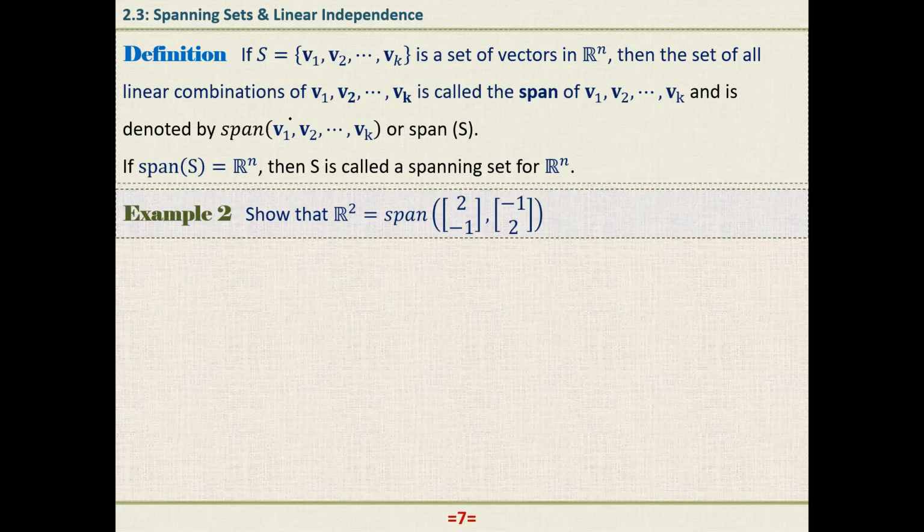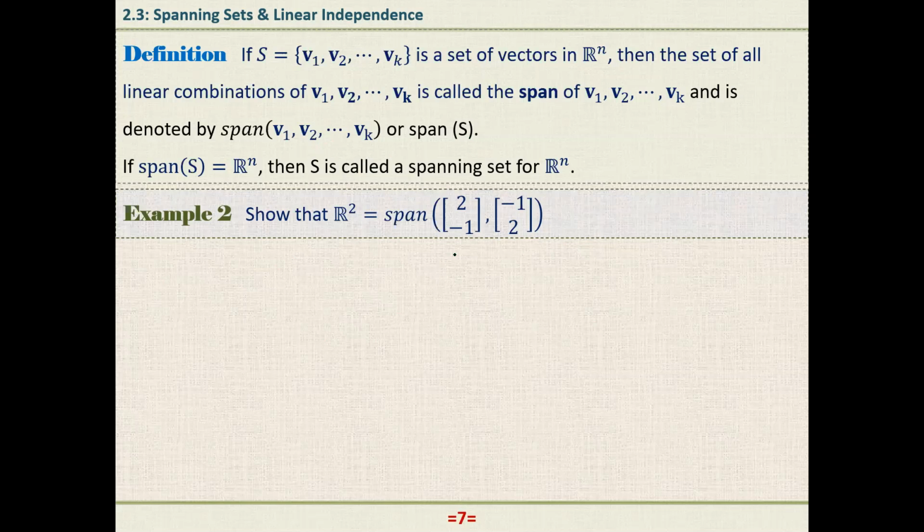Then the set of all linear combinations of V1, V2, through Vk is called the span of V1, V2, through Vk, and it's denoted by span of V1, V2, through Vk. We are saying that the span of S is all the linear combinations of these vectors. It gives us some kind of another space.